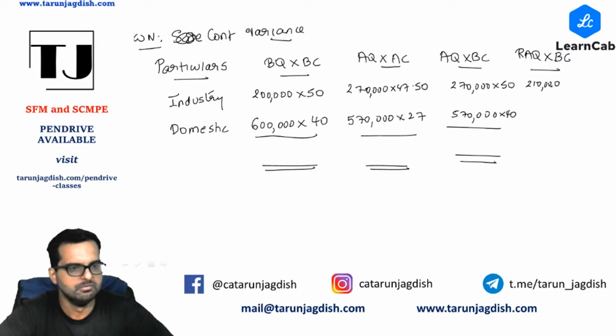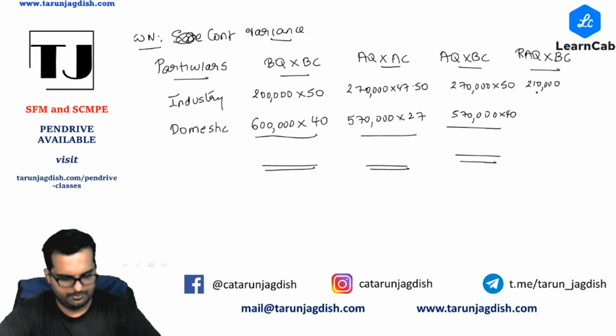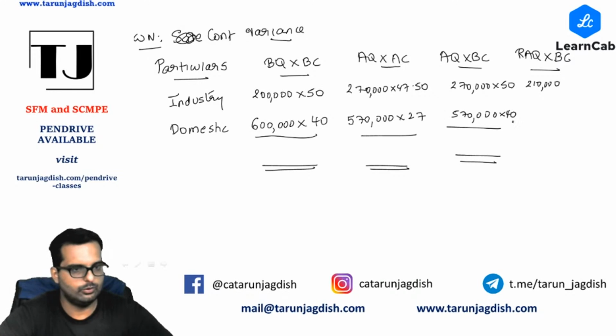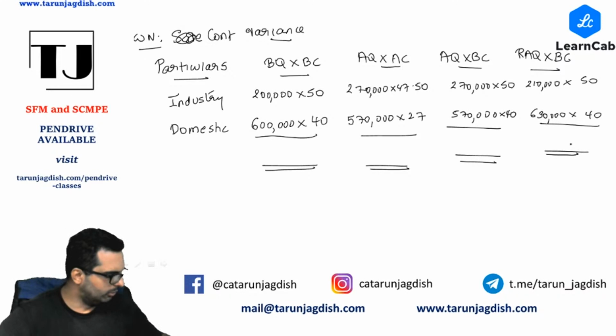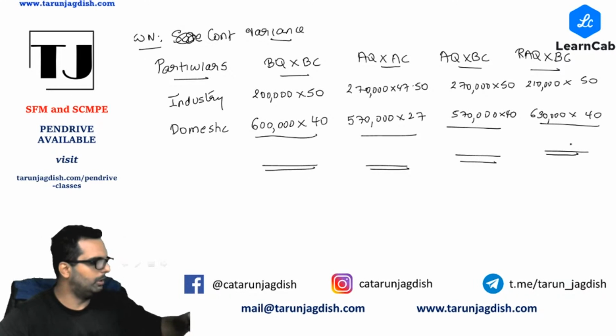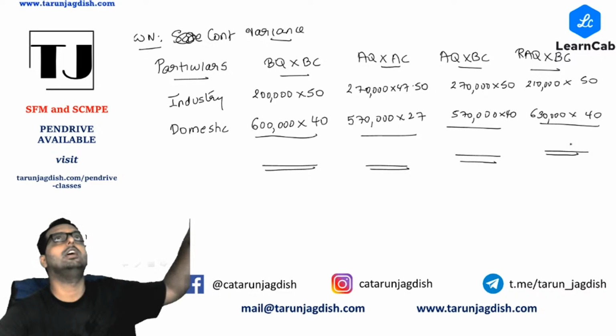And the other one would be the balancing figure. 5,70,000 plus 2,70,000 being the total, minus this would give you 6,30,000. Multiplied by what? 50 and 40. Can you please do the variances on your own now? I will also be doing it. You also do it parallelly along with me.